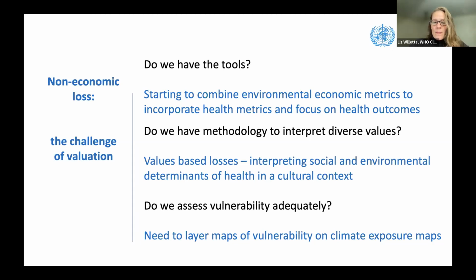Then the third part about valuation is looking more closely at vulnerability. In order to address loss and damage, we really need to have stronger mapping of vulnerability. And so assessments need to move beyond climate exposure risks and look at an additional layer of vulnerability to subpopulations.